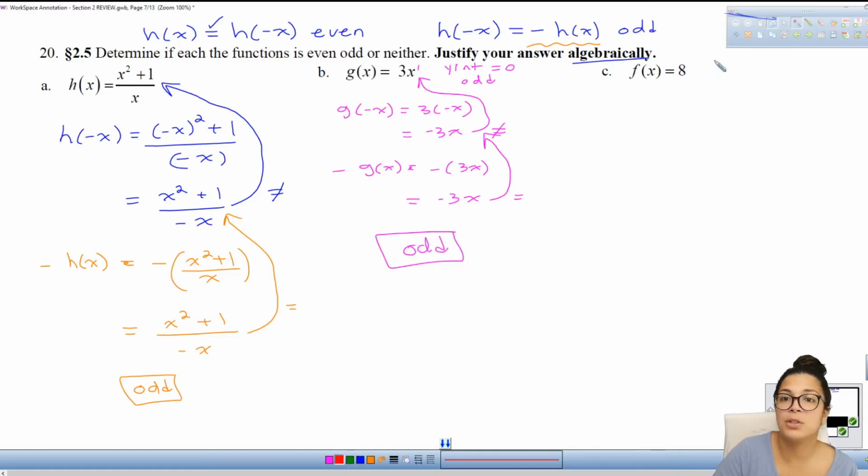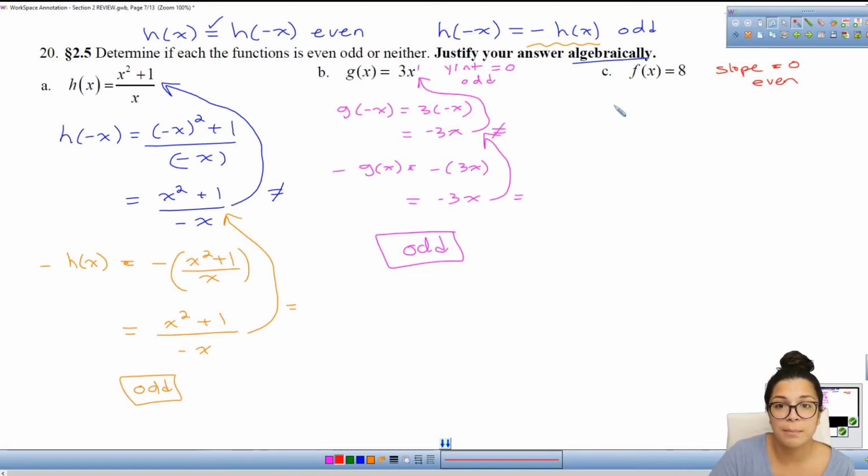All right, and let's do part C last. So notice that's y equals 8. So that means that the slope equals 0. And if the slope is 0, you have a horizontal line, which would be even because it will be symmetrical about the y-axis. So I already know it's even, but they did ask me to justify that algebraically.